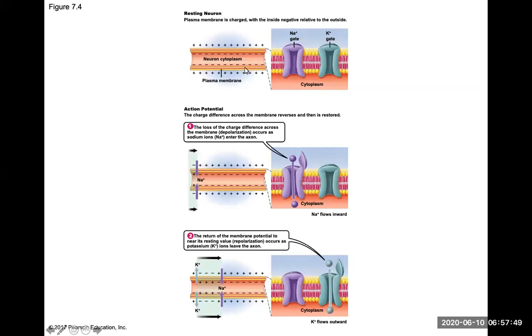So here we have an axon showing the sodium gate in purple and the potassium gate in blue. The loss of charge difference across the membrane, depolarization, occurs as sodium ions enter the axon. So this would be an action potential, the start of depolarization as sodium ions enter the axon, and then return of membrane potential occurs when potassium ions exit the axon.